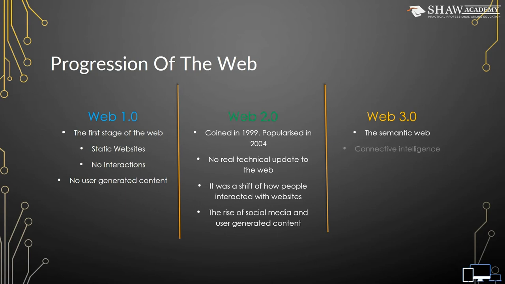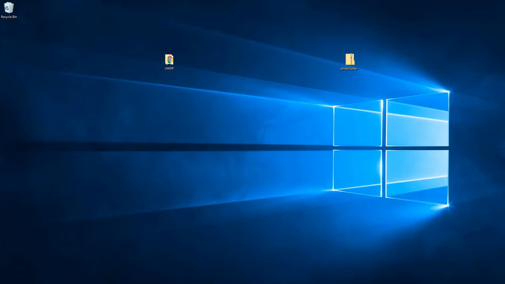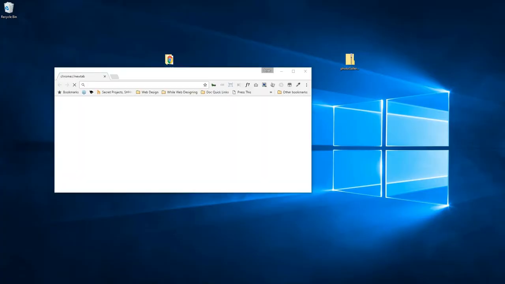So the semantic web, connective intelligence. What this means is connecting apps, concepts, applications, and people all together, giving things actual meaning. Now, the reason why this is actually possible is because of the HTML5 update. Yes, the current form of the HTML language, HTML version 5, has made the semantic web possible, because of all the new tags that we have. Alright, so let me quickly open that up and show you what I mean.